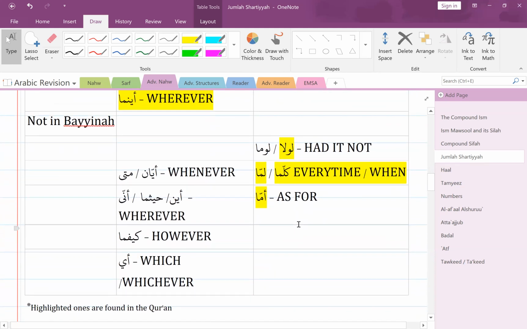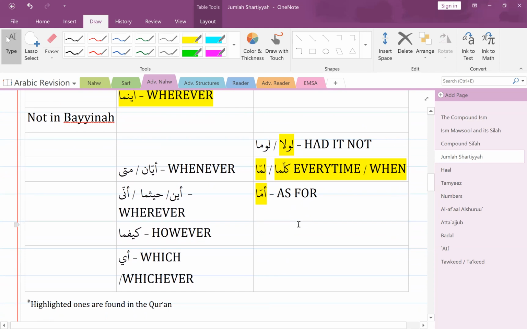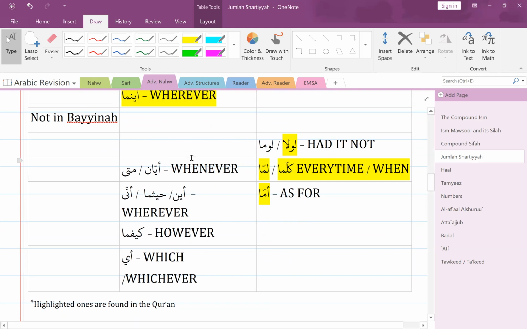Now we're going into the adawatu shart, the articles of condition that were not mentioned in the textbook. So we start with the ones that are jazima, the ones that make the mudari' majzoom. You have ayana and mata. I bundle them together again because they have the same meaning. Ayana means whenever, mata means whenever.